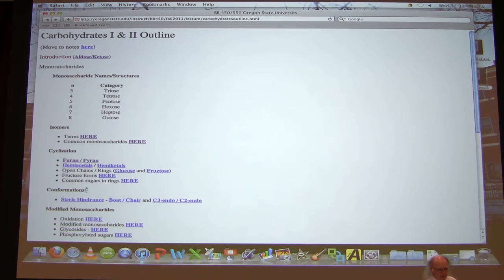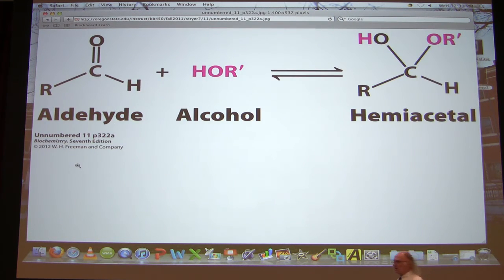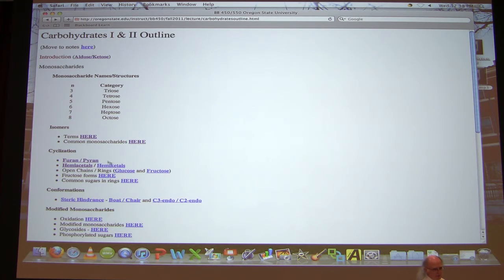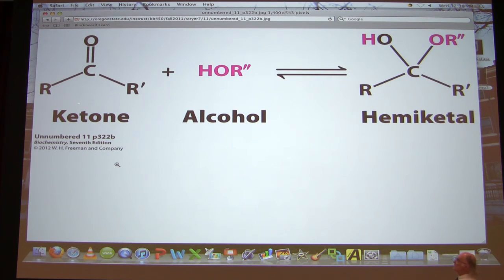Okay. So how do these form? Well, aldoses form a structure known as a hemiacetal. A hemiacetal arises by reacting an aldehyde with an alcohol. Okay? An example would be glucose can make a hemiacetal structure because glucose is an aldose. A hemiketal arises from taking a ketone and reacting it with an alcohol to make a hemiketal. And fructose is a ketose, so it can form a hemiketal.